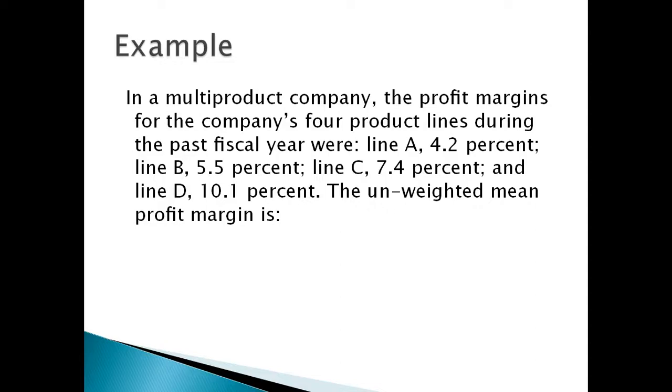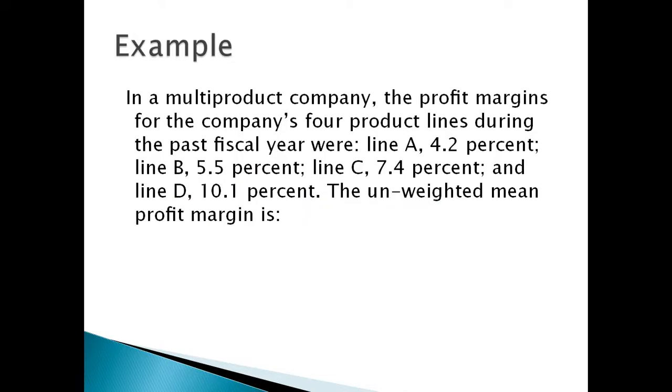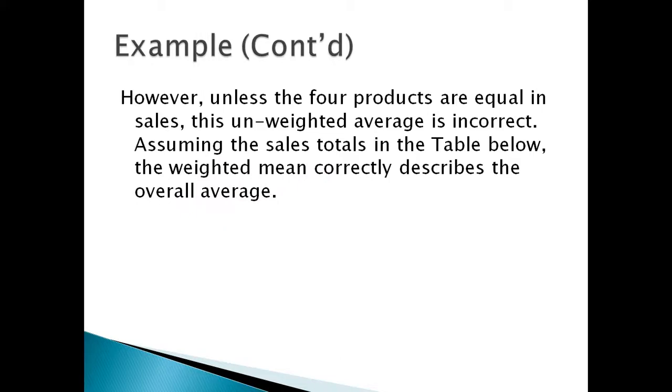10.1%. The unweighted mean profit will look like this. It is the summation of the profit margins divided by n, which we are going to take: 4.2% plus 5.5% plus 7.4% plus 10.1%, which is equal to 27.4, divided by 4, which is equal to 6.8%. However, unless the 4 products are equal in sales, this unweighted average is incorrect.